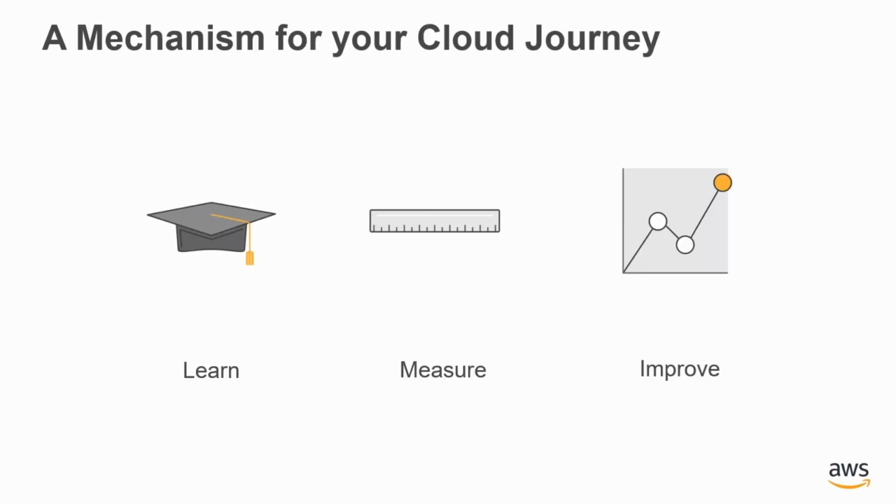The Well-Architected Framework is a mechanism for your cloud journey. Internally, we have a saying that intentions don't make differences, mechanisms do. So this is a mechanism for you to actually do something. You can learn our best practices, you can measure your architecture against our best practices, and you can then improve your architecture and your application based upon what you've learned.